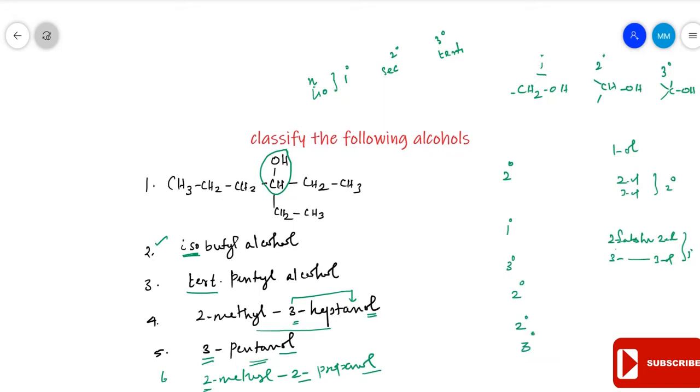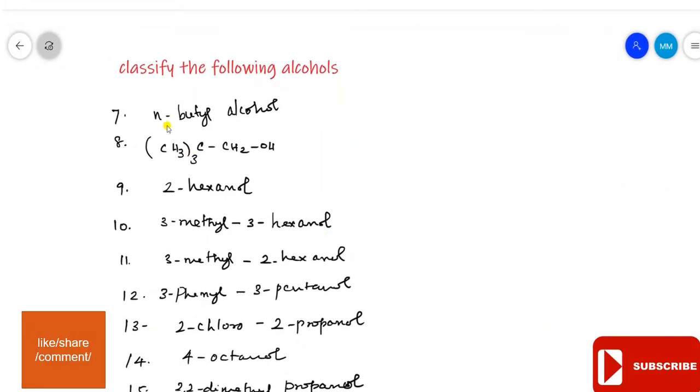Okay, students. The example 7, n-butyl alcohol. Prefix n is there, so it is primary. The 8th one, the formula is given. The characteristic group is CH2OH, so it is primary alcohol. In the 9th example, the IUPAC name is given. It is 2-hexanol. Other than 1-ol, all are secondary, so it is secondary alcohol.